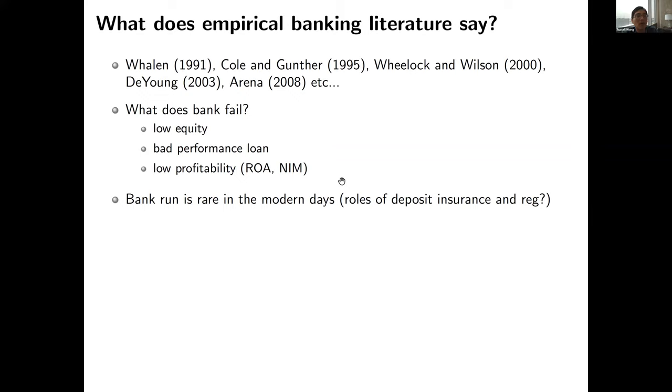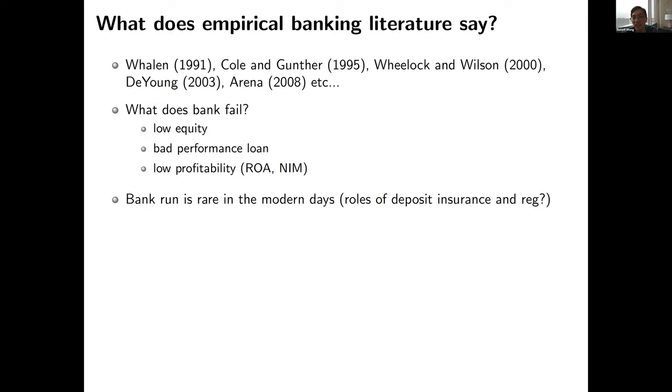The typical reason why banks fail in the data is that either the equity is too low, so the bank doesn't have enough capital and is too reliant on deposits. The second reason may be bad performing loans, maybe the MBS, or the local market economic performance is not good, so a lot of bank loans turn sour. Or low profitability, measured by the ROA, the return on assets, or the net interest margin, the interest rate spread between the deposit and the loan rate. So these three key factors usually highly predict why a bank fails, rather than the bank run per se, according to the data.